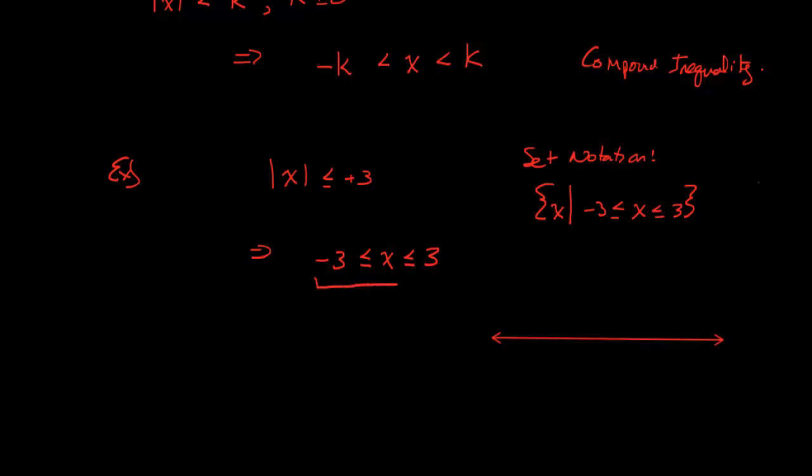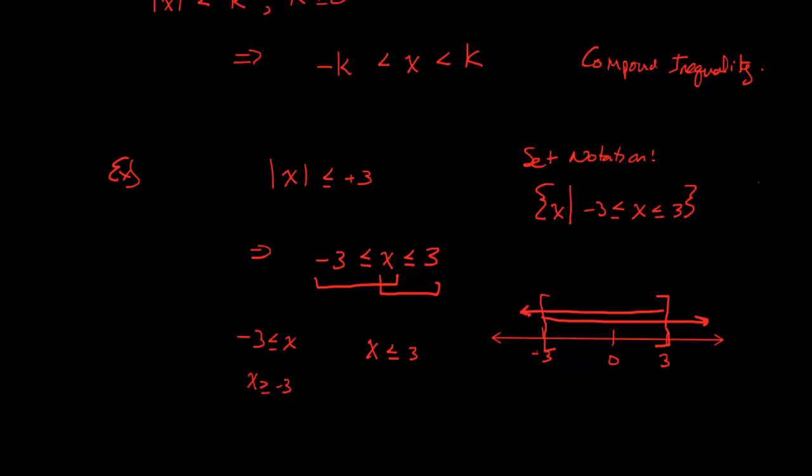So let's look at this portion first. Let's look at negative 3 is less than or equal to x. Here we're going to have 0 and then negative 3. If negative 3 is less than or equal to x, that implies that x is greater than or equal to negative 3. So I'm going to use a bracket at negative 3, and I'm going to draw an arrow to my right. Then I'm going to look at the second part. x is less than or equal to 3, so I'm going to draw my critical point of 3. This gets a bracket opening to the left, and then I'm going to draw an arrow to the left. The solution will be wherever they overlap.